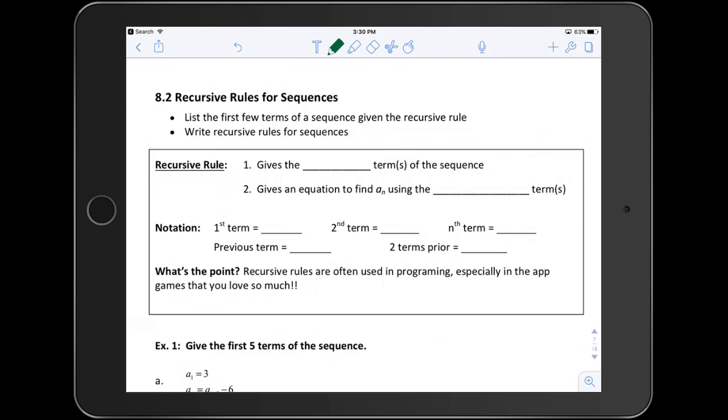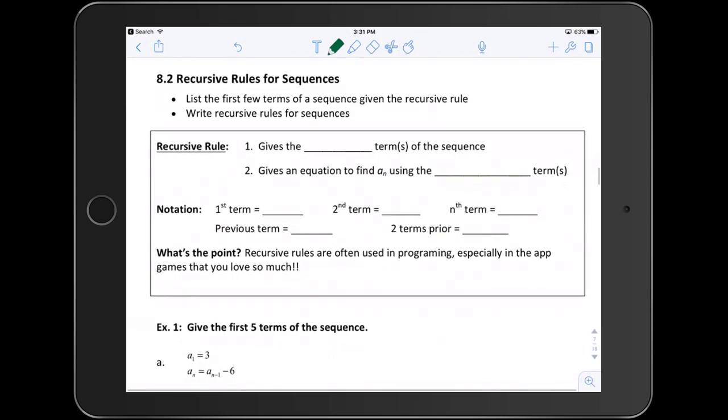The objective here is to list the first few terms of a sequence given the recursive rule. So first, just getting used to how recursion works, and then to write recursive rules for sequences. And I've got to tell you that we do very little of this at the high school level, unless you're doing a lot of programming stuff with loops and so on. But in proofs at the university, we use recursives all the time. And it's very important to get to know the terminology and how to do it, to be honest.